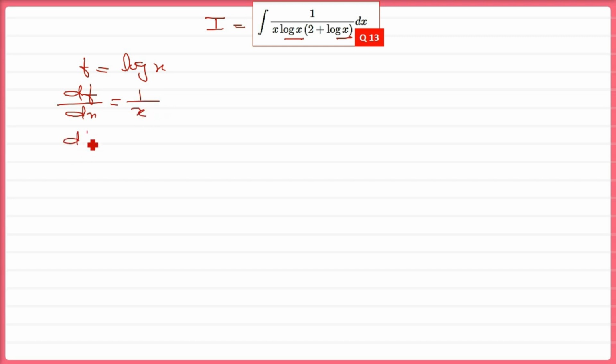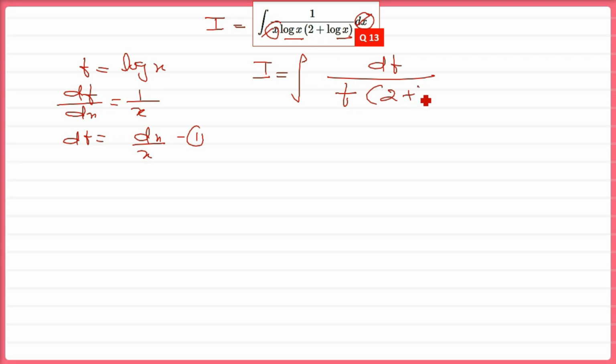So this dt became dx by x, and you see in the question dx by x is already given to us. It's already there. So integration will be equal to, in place of dx by x, write dt. What else is remaining? Log x we have already taken as t, and 2 plus log x means 2 plus t.